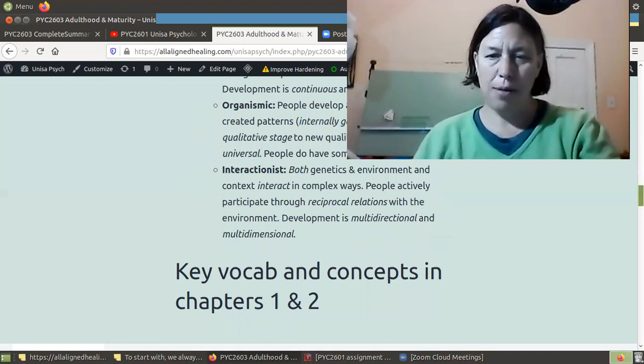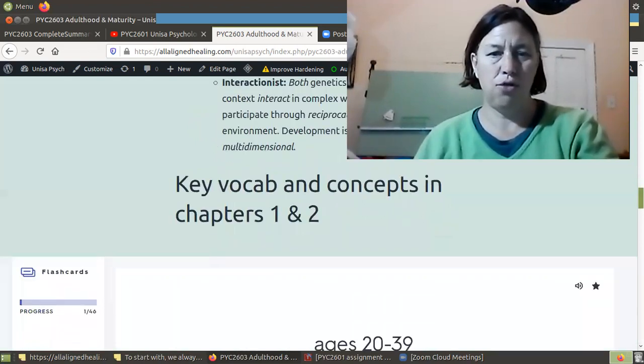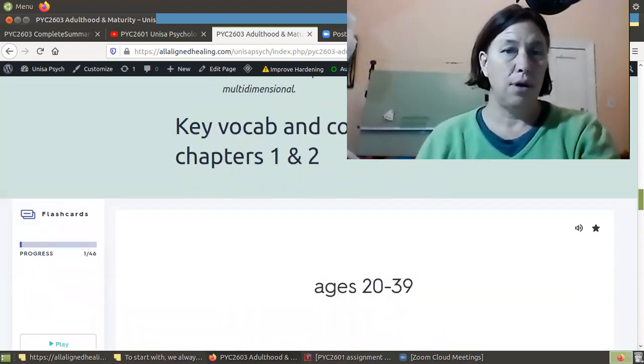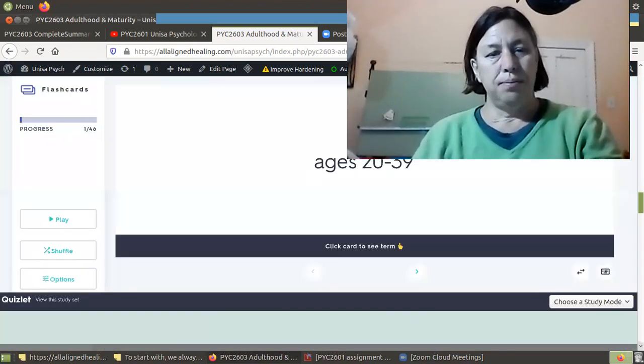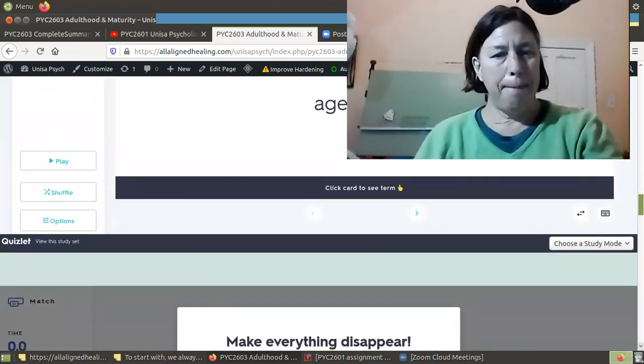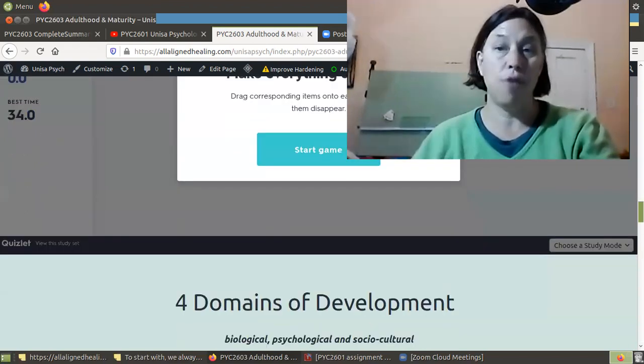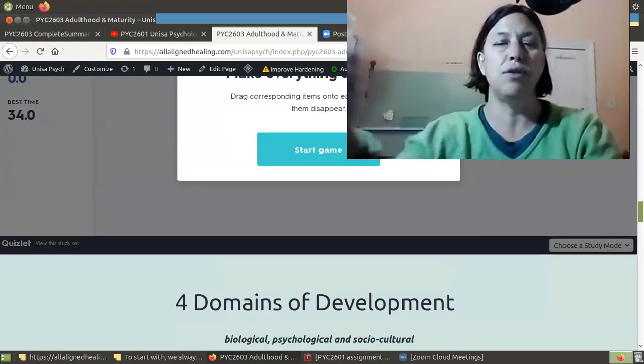Key vocabulary and concepts in chapters 1 and 2. This is more chapter 1. Actually, I need to change that. There's the same kind of thing, just revising and also running ahead to some things we haven't covered yet.